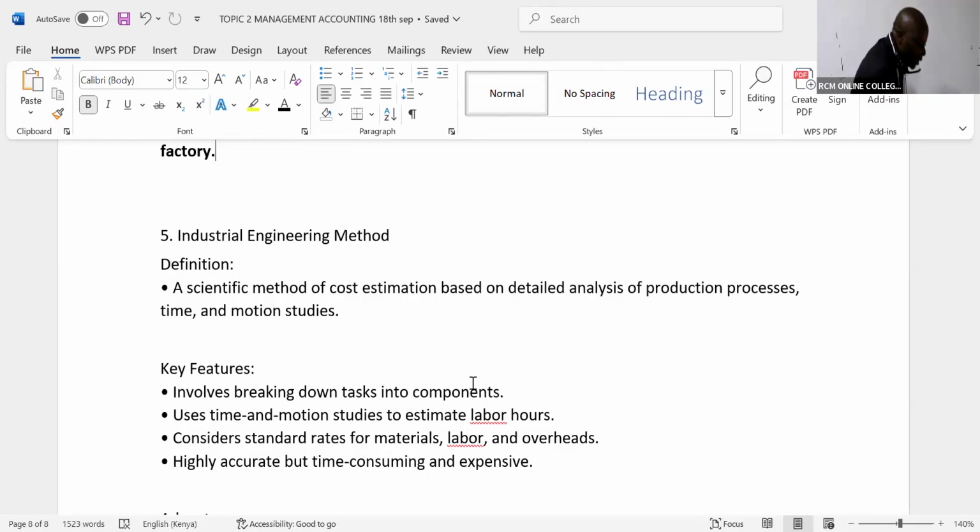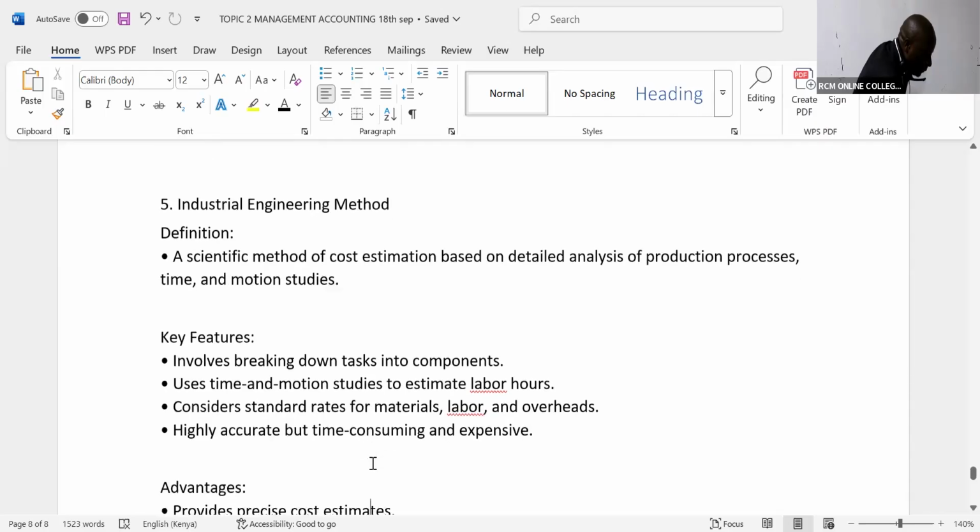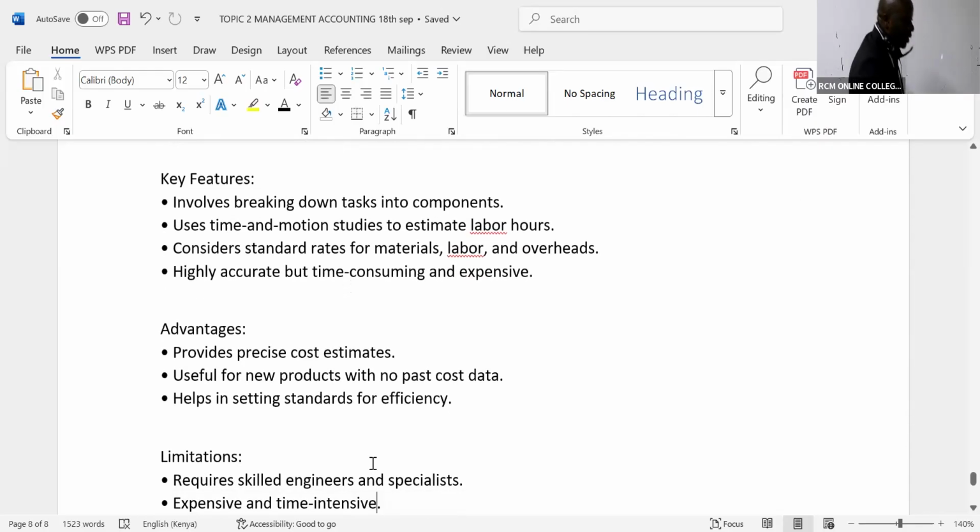Use time and motion studies to estimate labor hours. Consider standard rates for materials, labor, and overheads. It is highly accurate, but time consuming and expensive, because you need experts. Ladies and gentlemen, if you go down there, advantages: this industrial engineering technique is like the one being used by quantity surveyors.